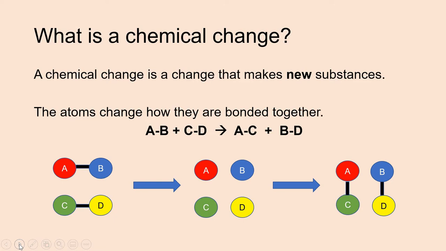So, in the first picture on the left, you can see that A is bonded to B and C is bonded to D. During a chemical reaction, all of those bonds are broken, leaving the individual atoms. And then at the end of the reaction, we have our two products, where A is bonded to C and B is bonded to D. This is shown in both the written symbol equation and in the diagrams at the bottom of your screen.